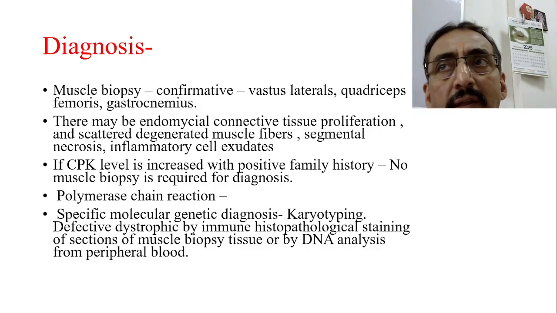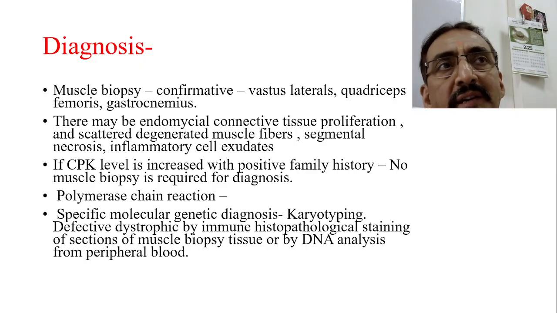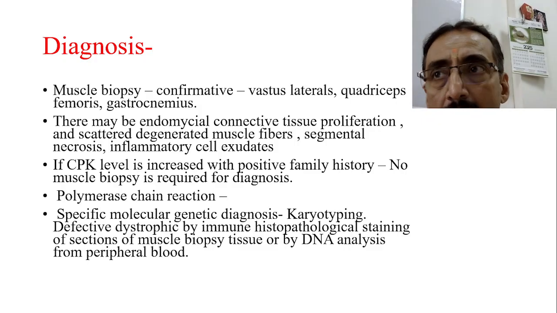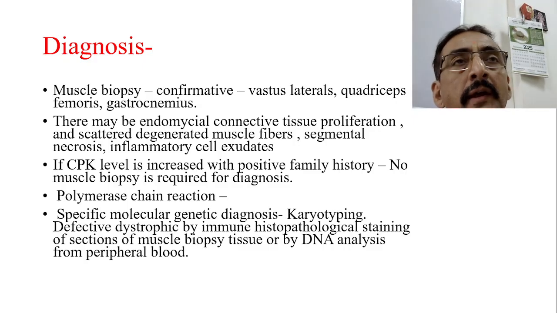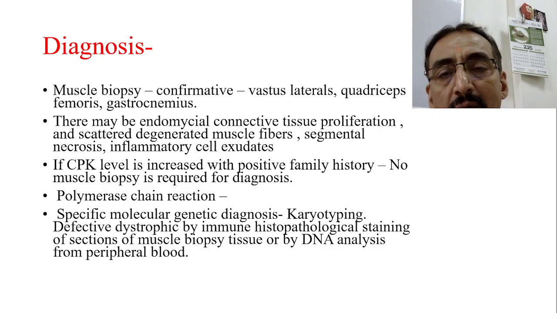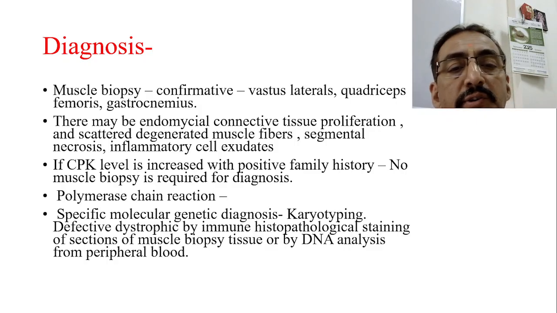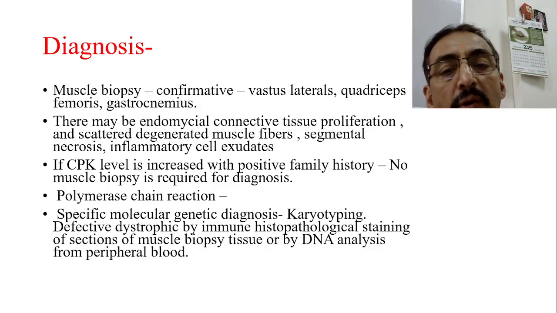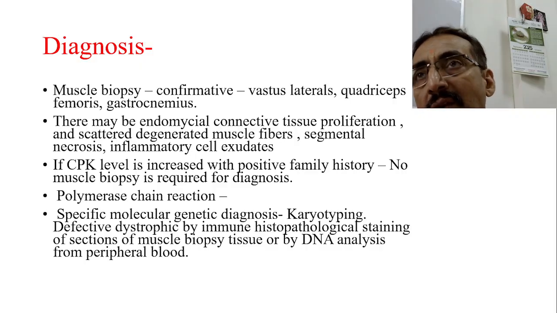Nowadays most commonly they are going for the genetic test. A particular gene problem is clearly indicated. Most of the muscular dystrophy cases we are attending now come with a genetic report. Another one is polymerase chain reaction; the specific molecular genetic diagnosis can be done. Karyotyping, so they come with the karyotyping report. So defective dystrophic gene by immunohistopathological staining of sections of the muscle biopsy tissue or by DNA analysis from the peripheral blood. So this is a confirmatory diagnosis nowadays.